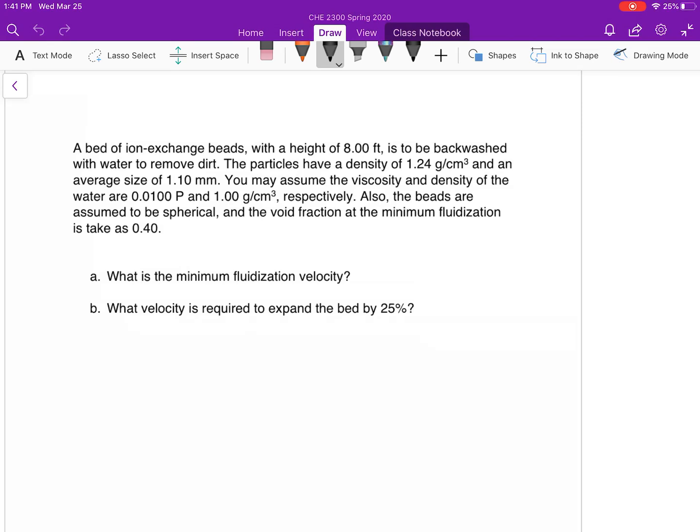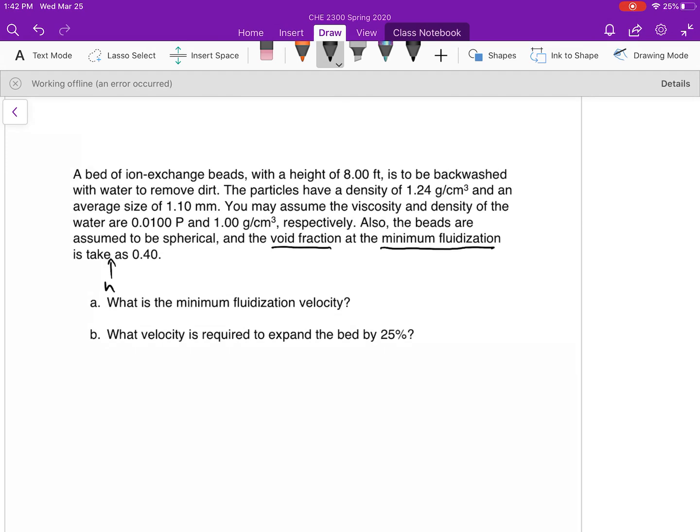Okay, in the following example problem, we have a bed of ion exchange beads. The height of that bed is 8 feet. And what we're planning on doing is backwashing that bed to remove any dirt that may have gotten on our ion exchange beads. The particles themselves have a density of 1.24 grams per centimeter cubed, and the average size of our particles is 1.1 millimeters. You're told to assume that the viscosity and density of water are 0.01 poise and 1 gram per centimeter cubed. And you're also told to assume that the beads are spherical and that the void fraction at the minimum fluidization is taken as 0.4. So you're given epsilon sub m is equal to 0.4.